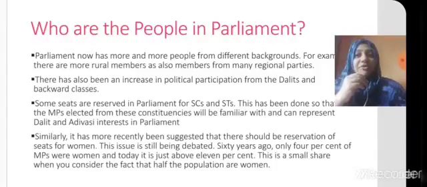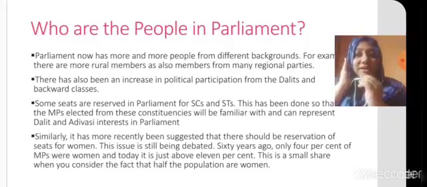Some seats are reserved in Parliament for SCs and STs. Who are SCs and STs? Scheduled caste people and scheduled tribe people. They belong to the backward class of the society, and though society neglects them, the political parties and the government do not neglect them, and Parliament completely gives them a full right to become a member of it.